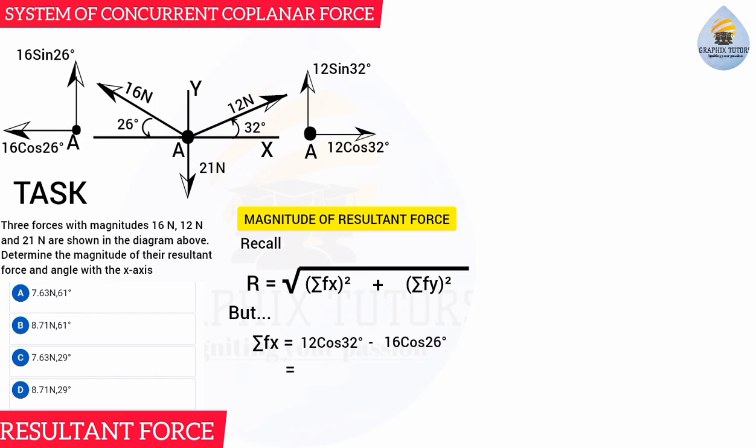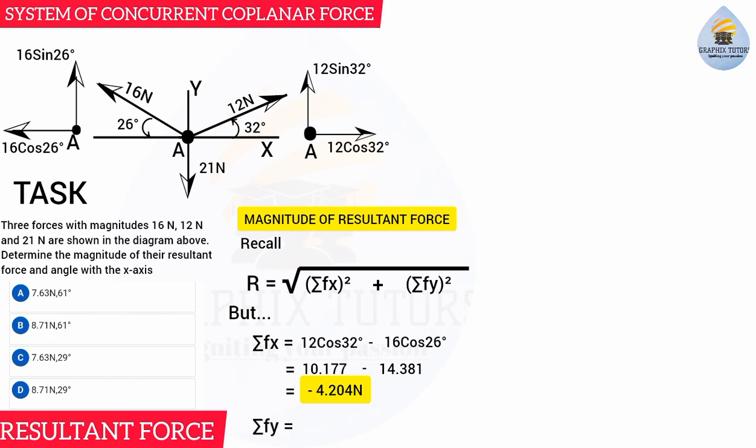Now, if you input it in your calculator, 12 cos 32 is 10.177 minus 16 cos 26, which is 14.381. And when you do the arithmetic here, your answer for the summation of Fx will give us minus 4.204 Newton. So we've done that for the summation of Fx, right? Now the next one will be for the summation of what?